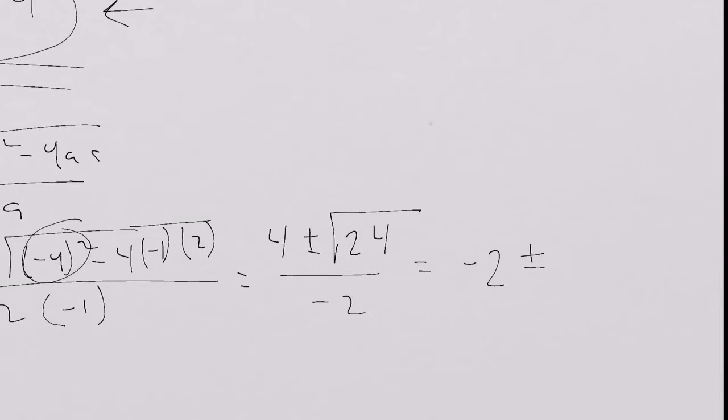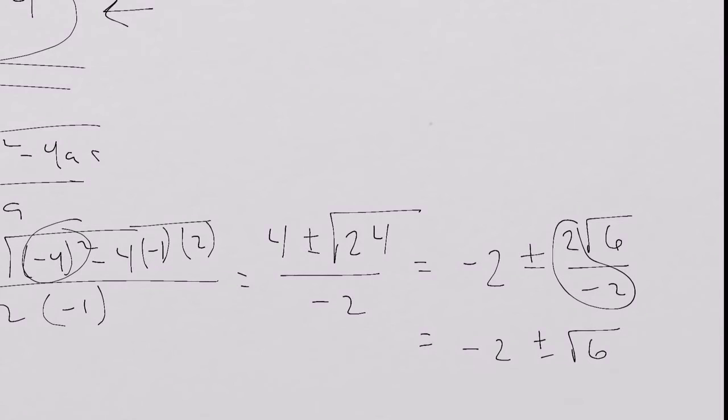24 is 4 times 6, so I could take out the 2. So 2 root 6 is the same thing as the square root of 24, and that's over negative 2. So I have negative 2 plus or minus the square root of 6. Since this gives me negative 1 and this is plus or minus, it'll still be plus or minus. So I have negative 2 plus root 6, and negative 2 minus root 6 would be my answers. Again, on Desmos you'd find a decimal, but here's the exact values for your zeros.